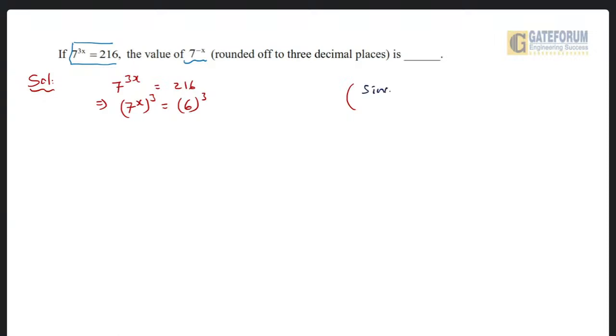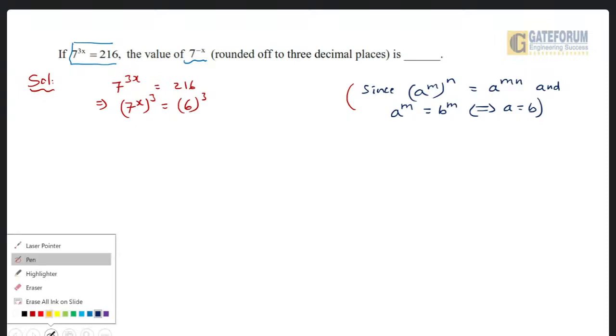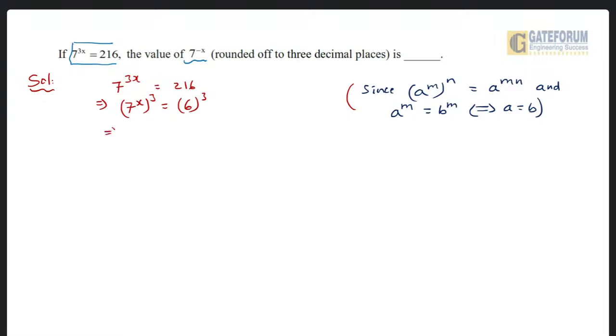since a power m whole power n is equal to a power mn, and whenever powers are equal, we can equate the bases. a power m is equal to b power m implies a is equal to b. From 7th 8th class also this is. So now equate the bases. 7 power x is equal to 6.